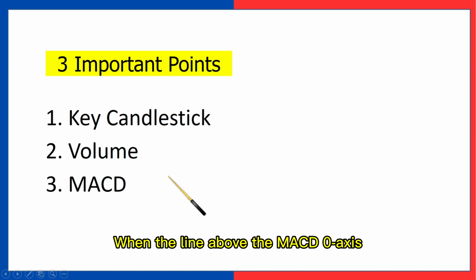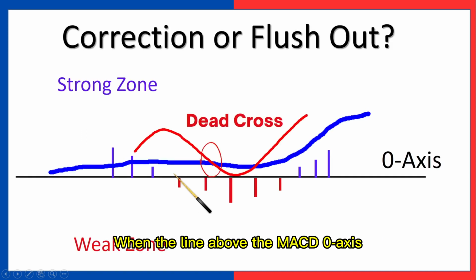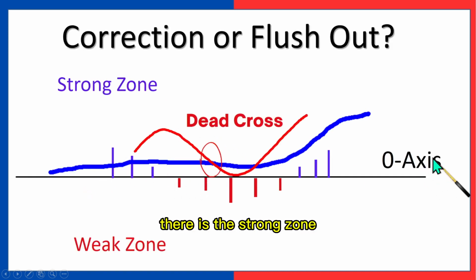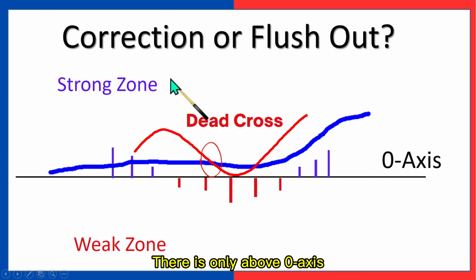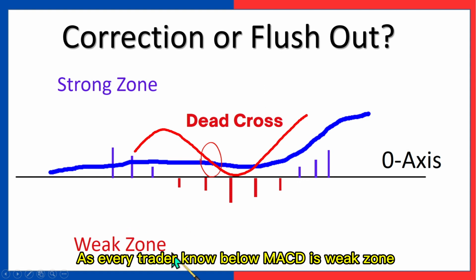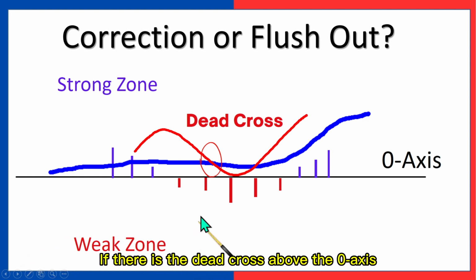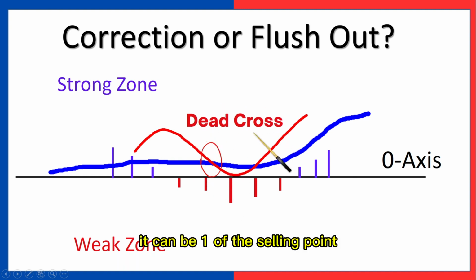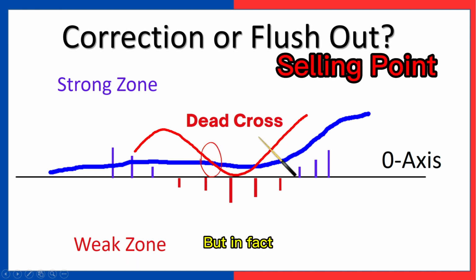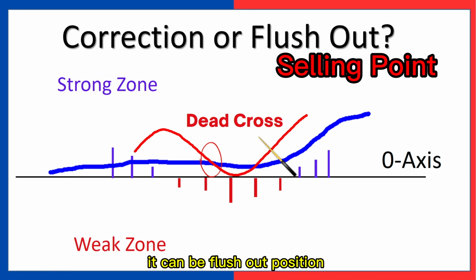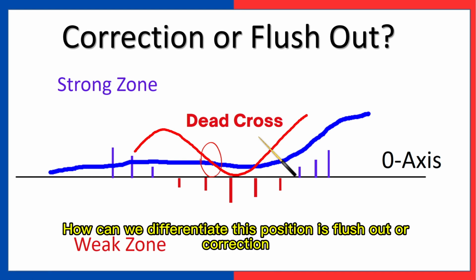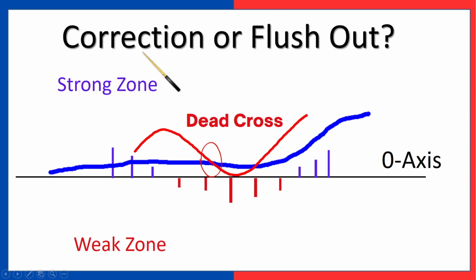When the line is above the MACD zero axis, it is the strong zone. Only above the zero axis can a stock be stated as strong. As every trader knows, below MACD zero is the weak zone. If there is a dead cross above the zero axis, it can be one of the selling points. But in fact, it can be a flush out of positions. How can we differentiate whether this position is a flush out or correction, but not a big fall?